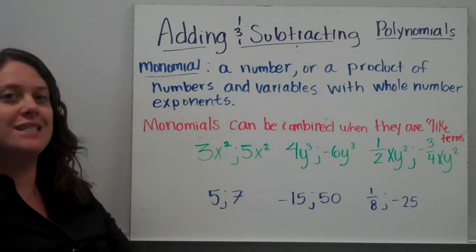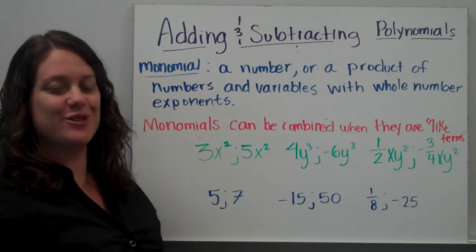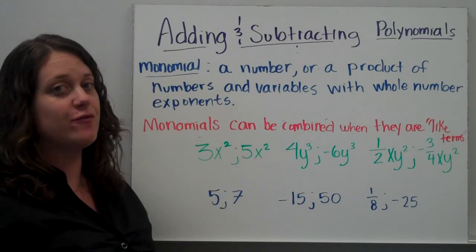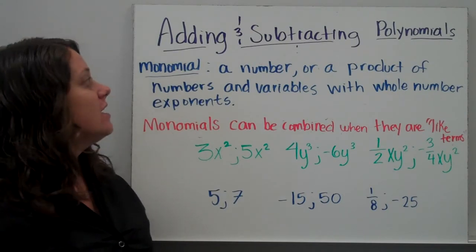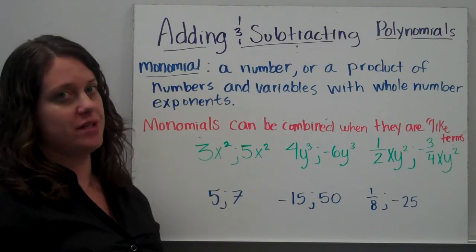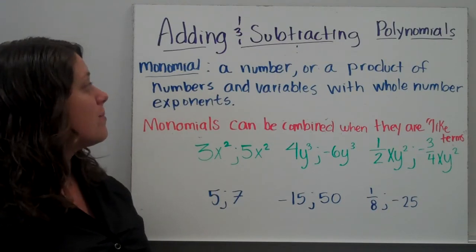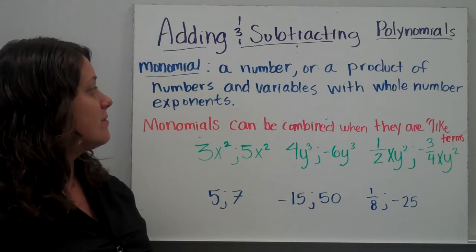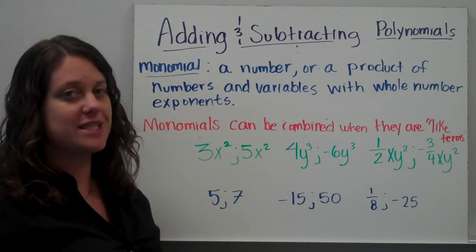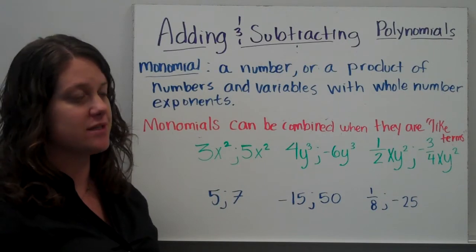Alright, the topic of this lesson is adding and subtracting polynomials, so there's some important information you need to know before we start adding and subtracting. First thing you need to know is what a monomial is. That's an important definition. A monomial is a number or a product of numbers and variables with whole number exponents. So that's important, it has to have whole number exponents.